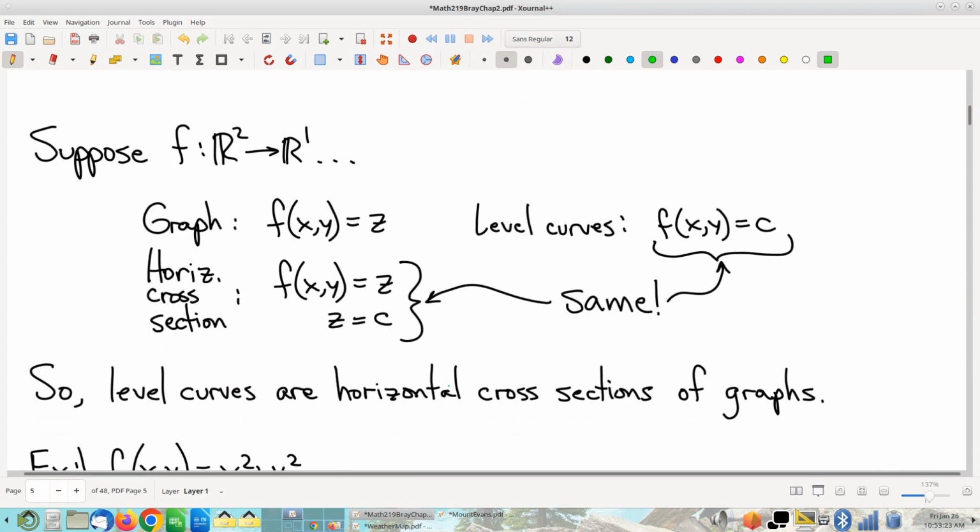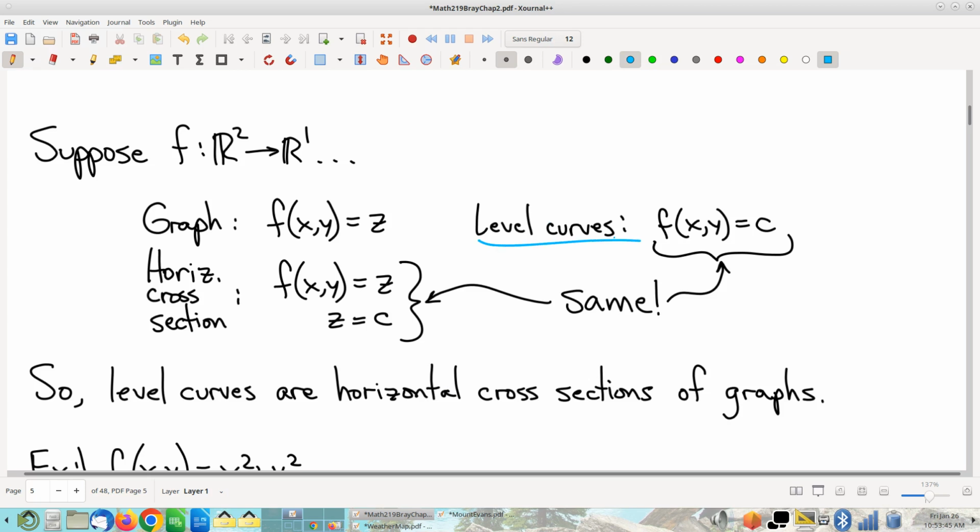Neat fact, graphs are a useful kind of picture to help us understand functions. Level curves, level sets, are useful pictures for helping us understand functions. They're totally different kinds of pictures, but they are related to each other in a nice, geometrically simple sort of way. So, here you go.